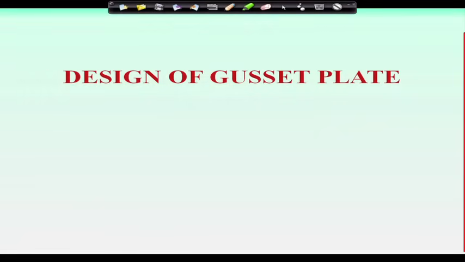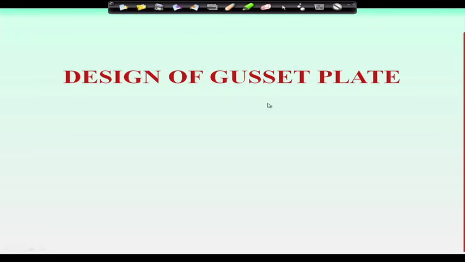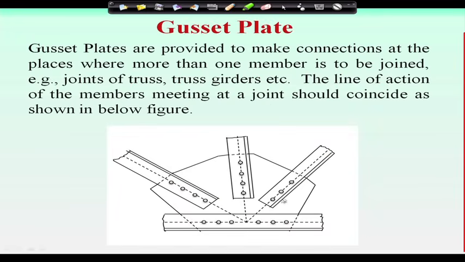Hello, today I will restrict my lecture to the design of gusset plate. A gusset plate is a plate which is used to connect several members meeting at a joint. Gusset plates are provided when more than one member, that means at least two members, are joined. There we provide a gusset plate.